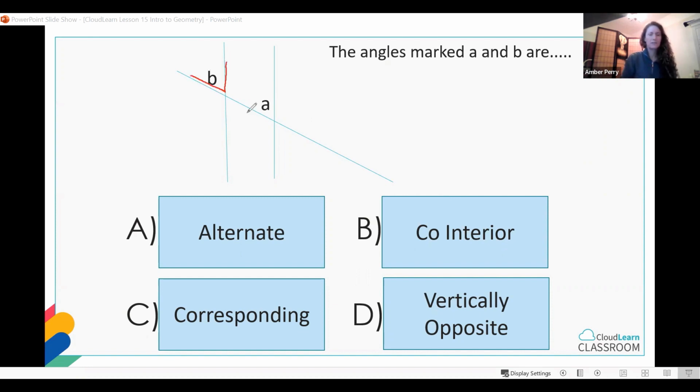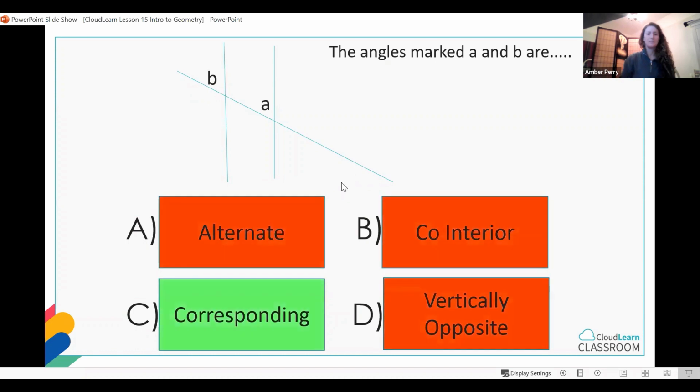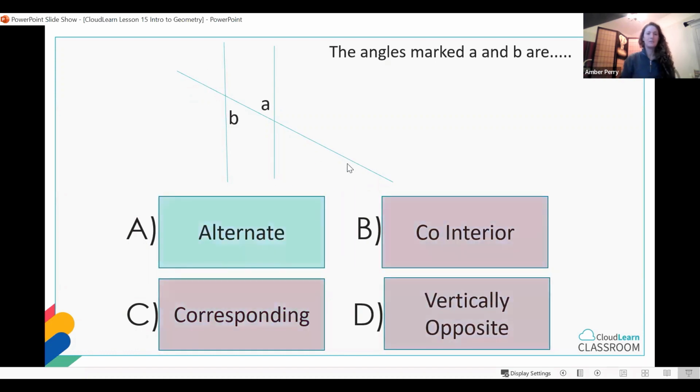If we join that up there, we've got a sort of on its side, upside down F shape, but it's still an F shape there. So they were corresponding angles as well. Oh, there's one more there. I think we've done enough now though.